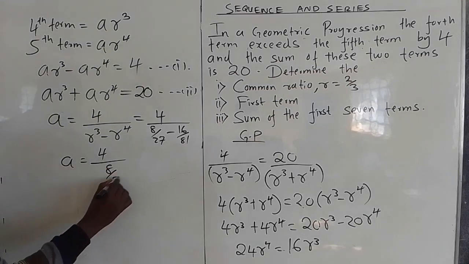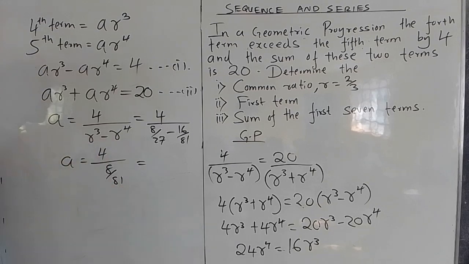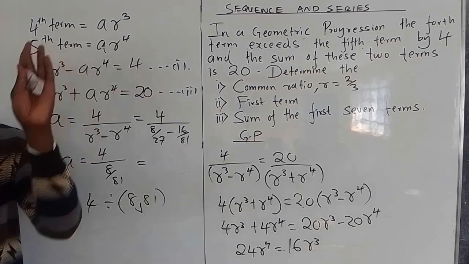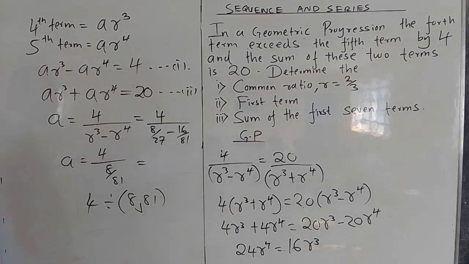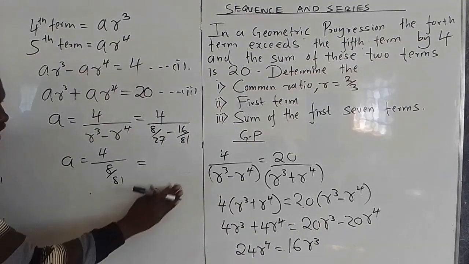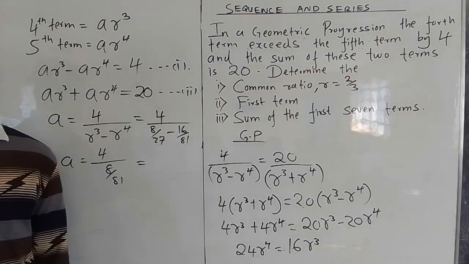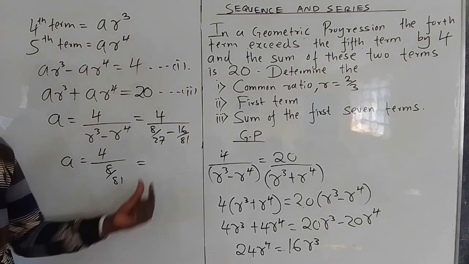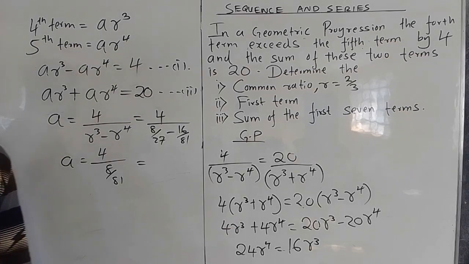So use your calculator: 4 divided by 8 over 81. It should be like this in that calculator: 4 divided by, in bracket, 8 over 81. Any fraction must always be in bracket when you're using that calculator. And in the future, you're going to see that calculator is not going to help you in this mathematics. You know the calculator you should be using here: 570 or 991. The rest will not help you to do this mathematics in the future where we are heading. So go for 570 or 991. What do you have?